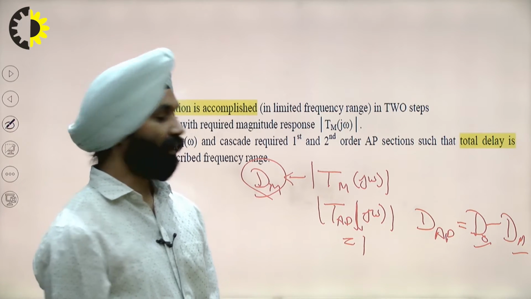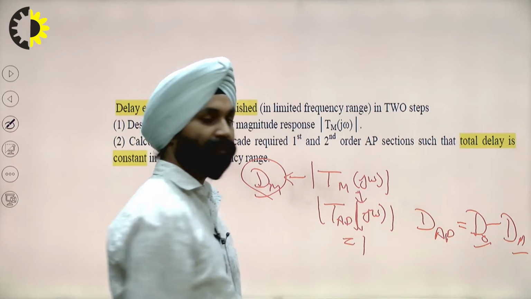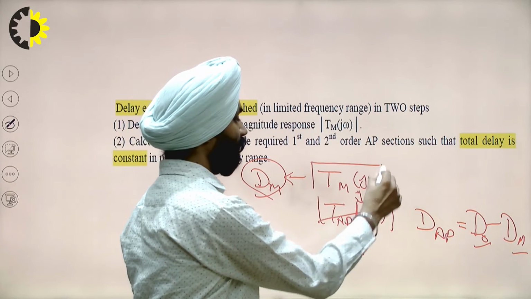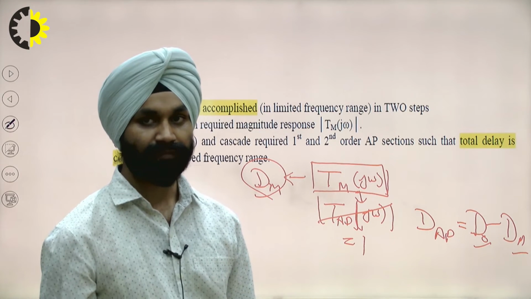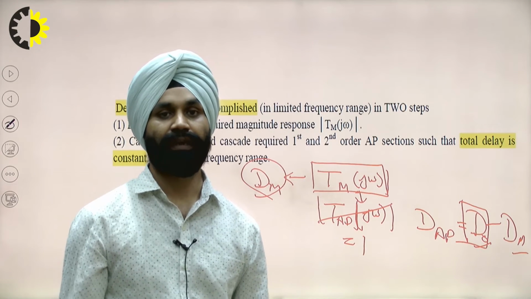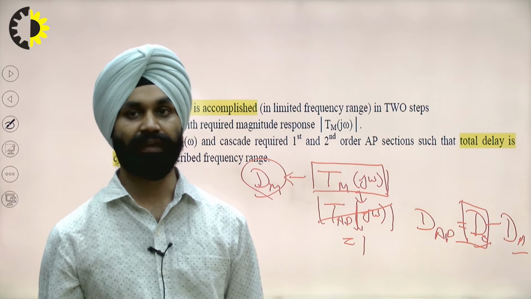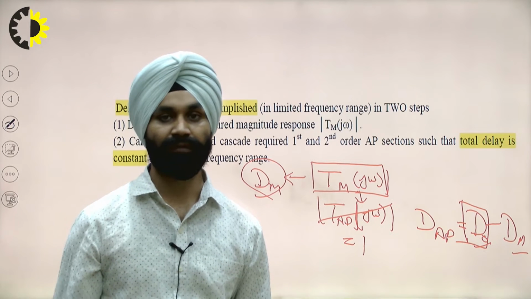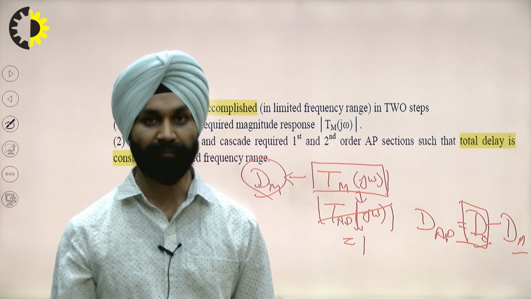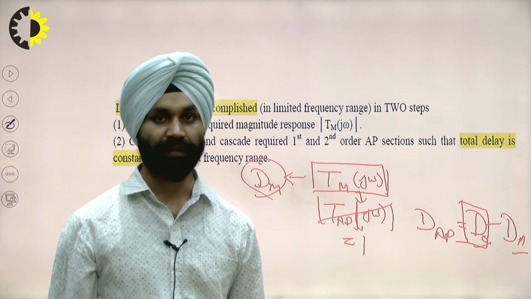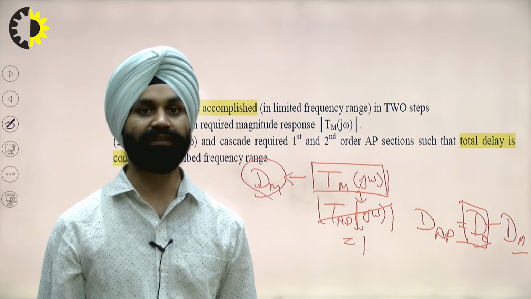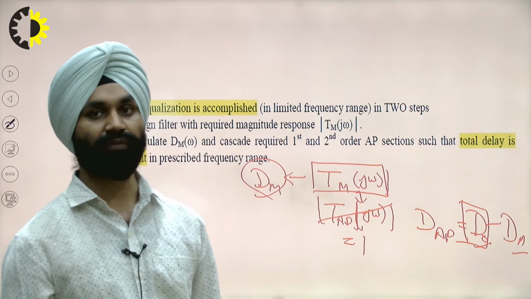So when we cascade the main filter with the all pass filter, the all pass filter has magnitude one, so the result will have only the desired magnitude, and the delay will be a constant delay. One thing I want to remind again: we cannot make the delay equal to zero, because there will be some delay for the transmission as well as for processing. For all this, there will obviously be some delay, as well as the characteristic of the filter will also give a delay which is a function of frequency.